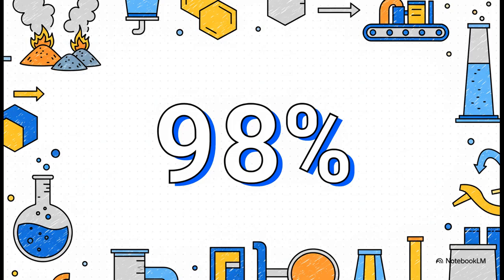Thanks to that catalyst, this one step achieves a 98% conversion rate. Just think about that for a second. Almost every single molecule of sulfur dioxide gets turned into sulfur trioxide. And that's the kind of insane efficiency that makes this process so dominant, so profitable for the industry.